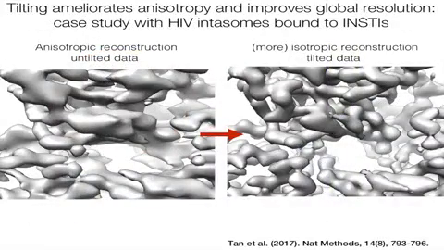So when we did this with HIV intasomes, we found that in the absence of tilts here on the left, you get a very anisotropic reconstruction. However, if you just tilt the data, in our case we used 20, 30, and 40 degrees, we can get a much better and a much more isotropic reconstruction.